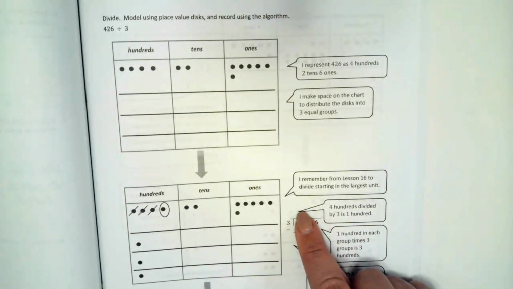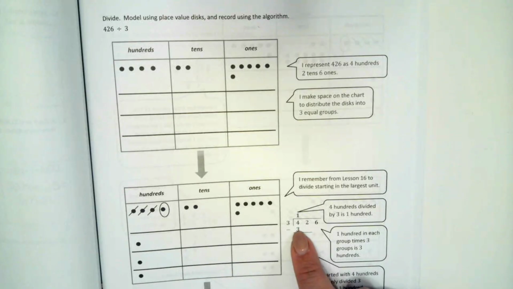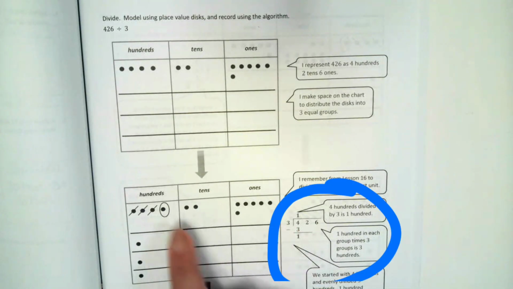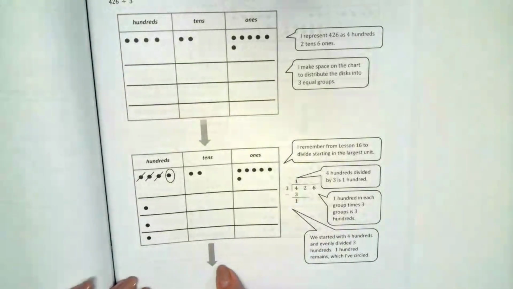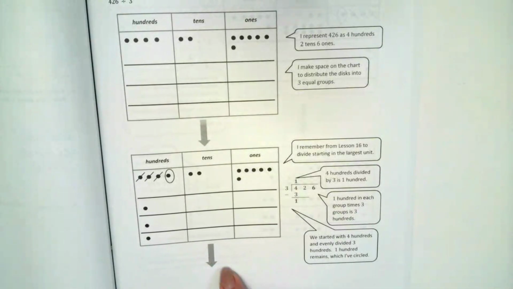And then 3 times 1 equals 3, so we subtract the 3, and we have 100 left. Look right here, we have 100 left on our place value discs. Now we go to the next page to see the next step. Turn the page.